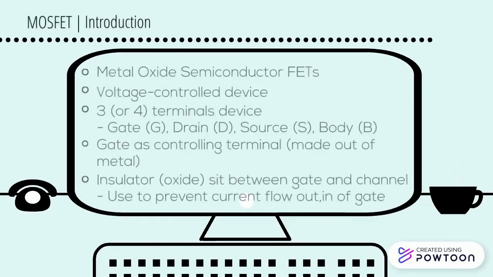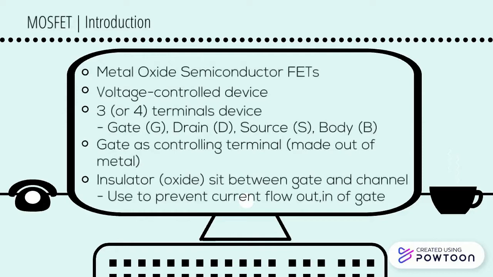MOSFET, or metal oxide semiconductor field effect transistor, is a unipolar transistor and is usually used in voltage control devices. MOSFET consists of 3 or 4 terminals, which are gate, drain, source and body. The gate, as a controlling terminal, is made out of metal, and an insulator oxide sits between the gate and channel. It is used to prevent current from flowing out and in of the gate.